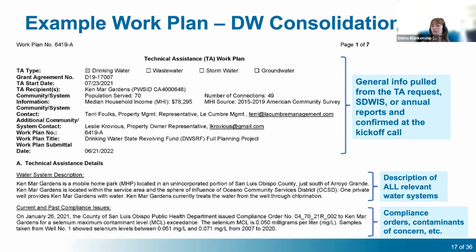Next section is just on compliance issues. So we'll want to know of any compliance orders or enforcement actions, violations, what have you. We'd also want this section to highlight any contaminants of concern. And it's also helpful to put the maximum contaminant level and compare that to some of the sample results that have been seen at the water system so that we can see just how high their level of contamination is.